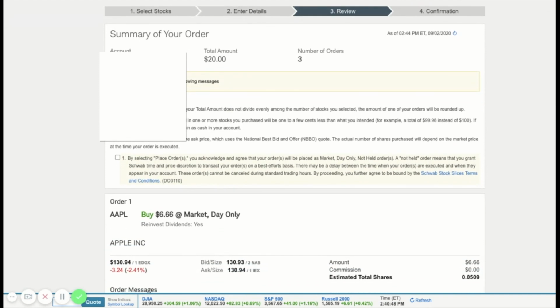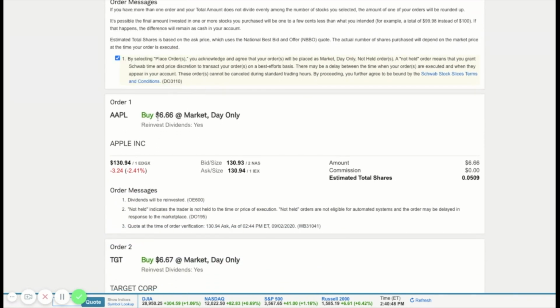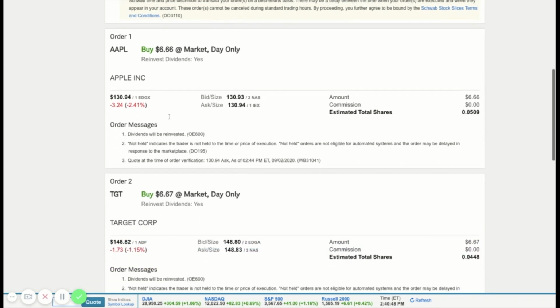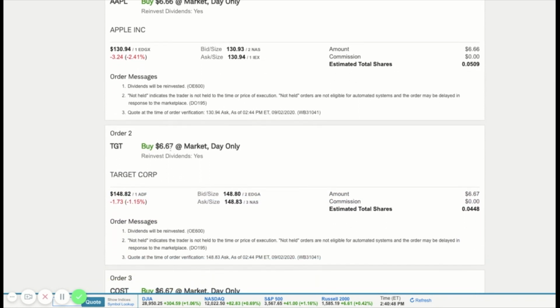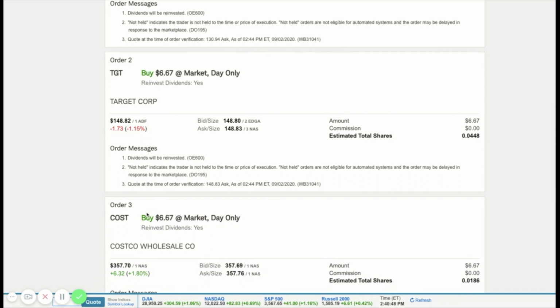If you have one more order, your total amount does not divide evenly. That's what I knew would happen. $20 is not divided evenly by 3, right? So I'm going to say, place the order. I buy $6.66 of Apple, $6.67 of Target, and $6.67 of Costco.